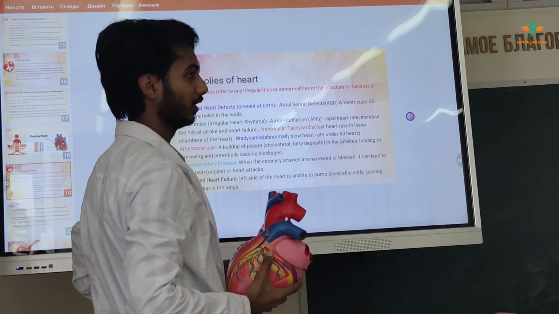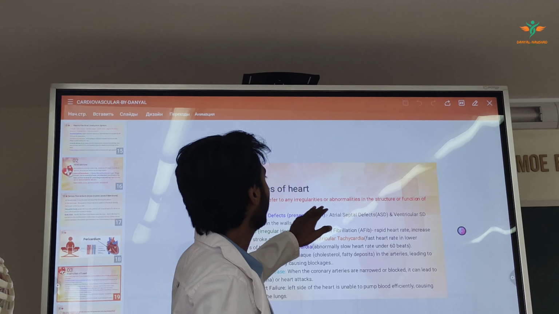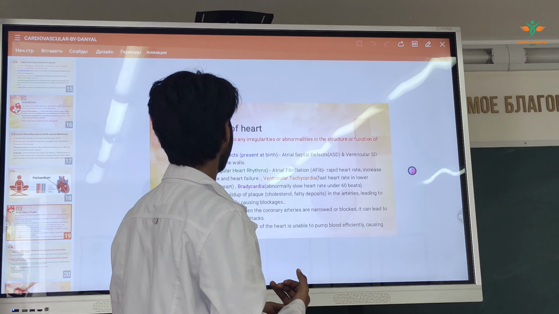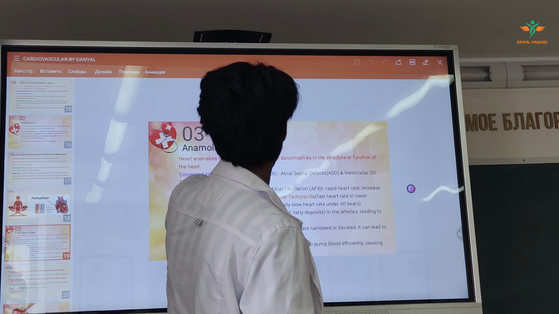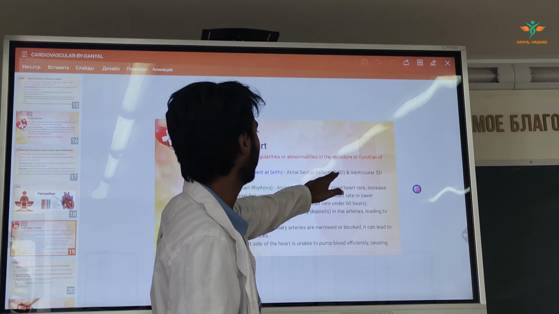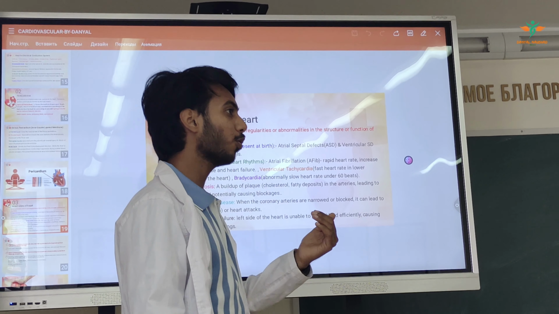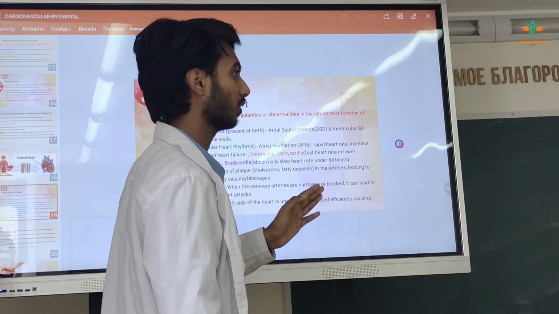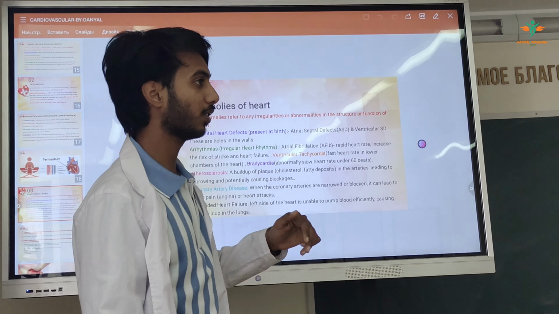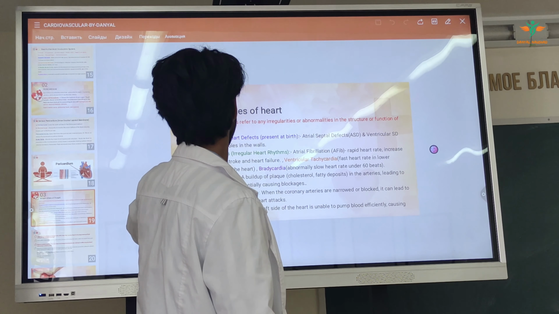The anomalies of the heart. Heart anomalies refer to irregularity and abnormality in the structure and function of the heart, present before birth or after birth. Some pre-birth anomalies are congenital heart defects. The first are ASD and VSD. ASD means atrial septal defect, a hole in the atrial septum, right or left. Ventricular septal defect is a hole in the ventricular septum, right or left. Also patent foramen ovale.